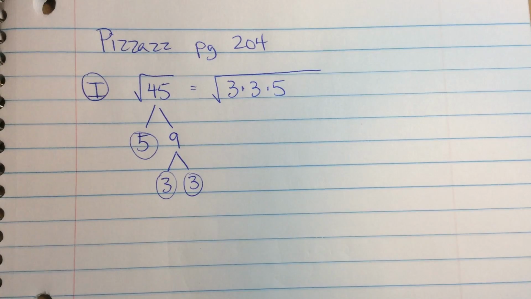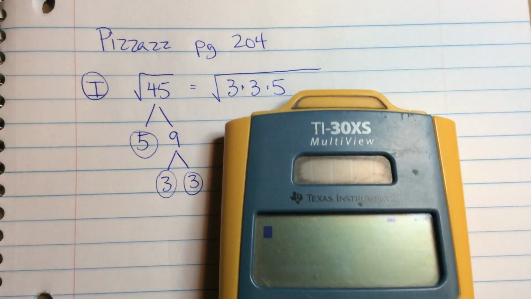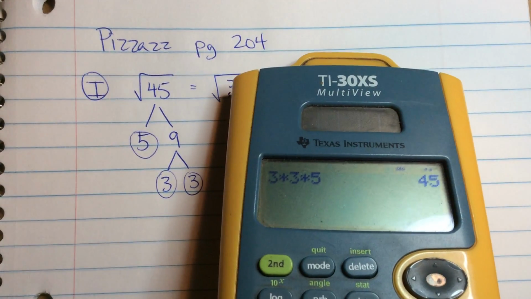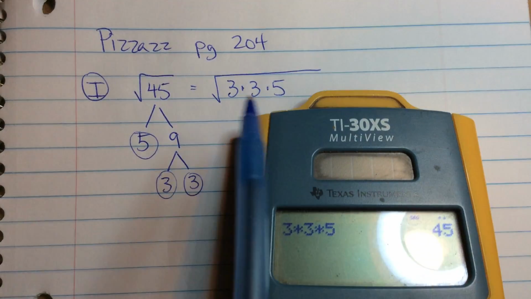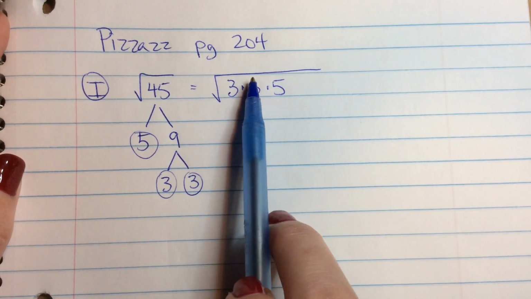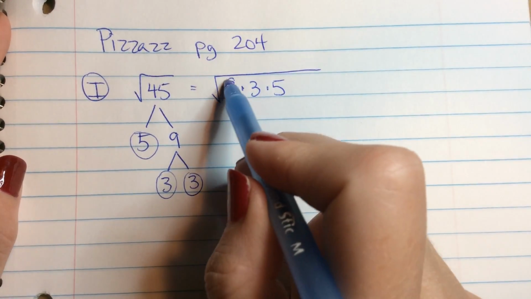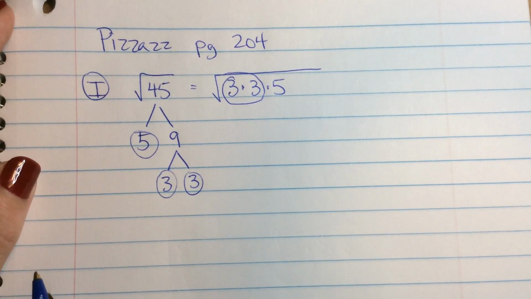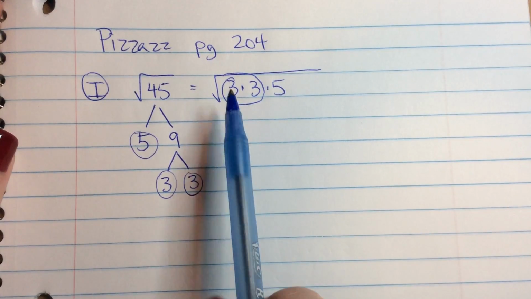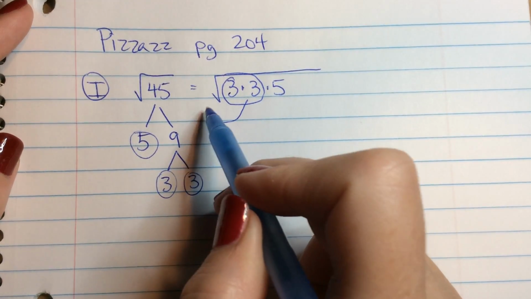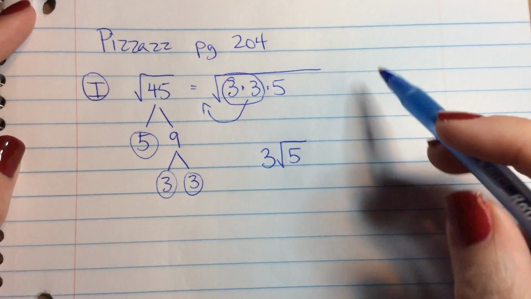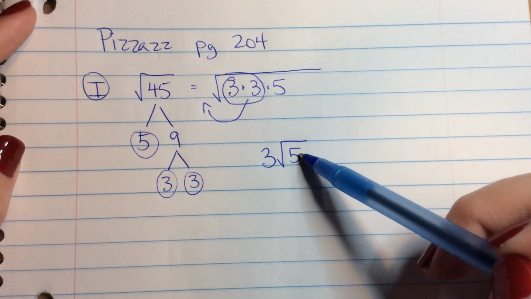And let's check ourselves to make sure that we're right. So 3 times 3 times 5 does equal 45. I'm in good shape. This is the square root, so we're looking for groups of 2. All of these on this page will be square roots, so you'll be searching for groups of 2 numbers that are the same. I have two 3s, so that's going to come out front. So I have 3 square roots of 5. 5 did not have a pair, so it has to stay in the house.